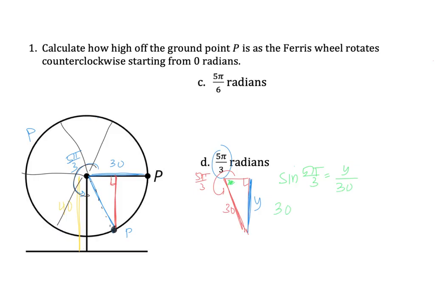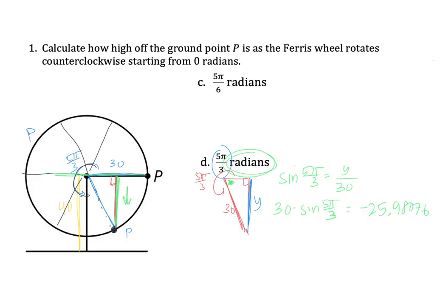Or remember, the radius is 30 times larger than a unit circle, so I'm just going to multiply 30 times sine of 5 pi over 3. Now here's the issue. When I plug that into my calculator, so practice plugging it into your calculator. Remember, your calculator needs to be in radian mode. When I plug that in, 30 times sine of 5 pi over 3, I get negative 25.98076. Why is it negative? Because it is going down.